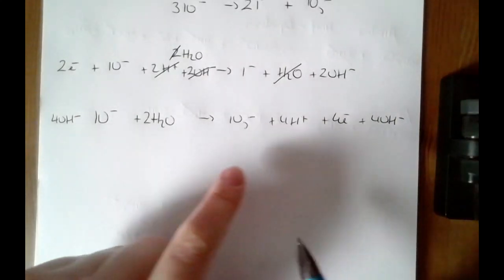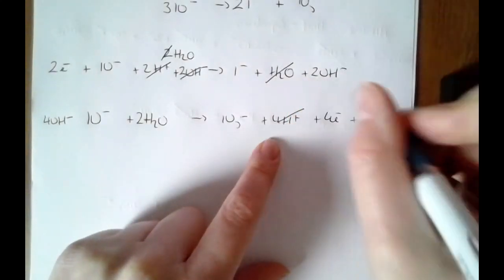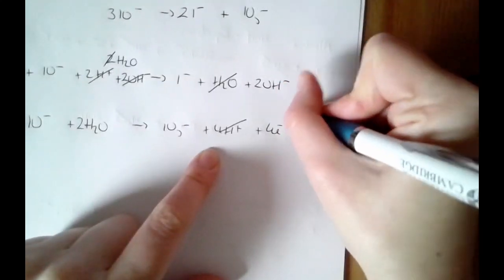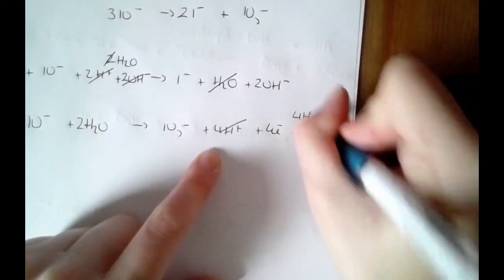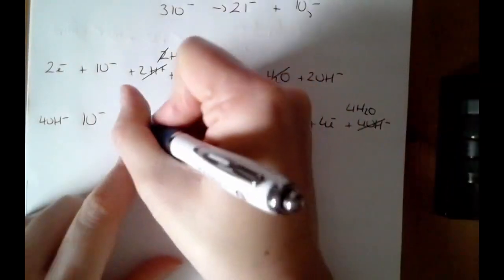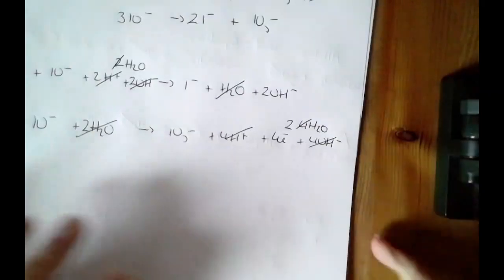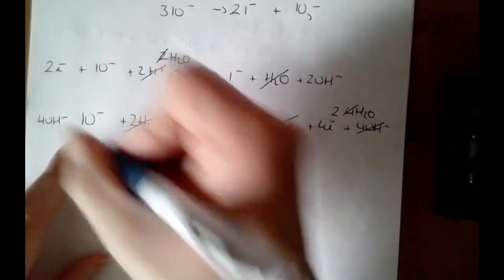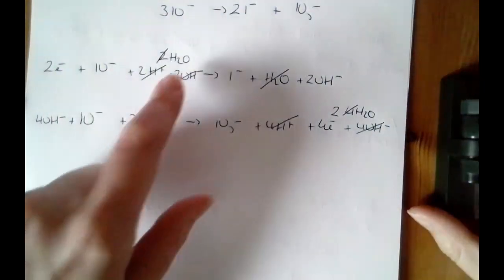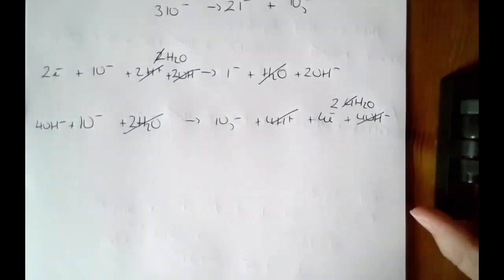Down at the bottom, I have 4H plus and 4OH minus. So they cancel out to give me 4 molecules of water. Here, these 2 molecules of water then will cancel. I no longer have 4, I've only got 2. And that is everything all cancelled out. So these are my 2 equations under alkaline conditions.